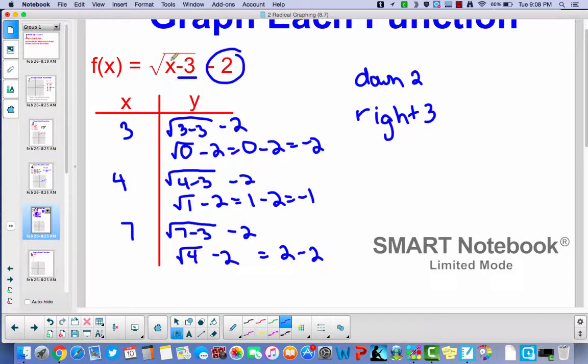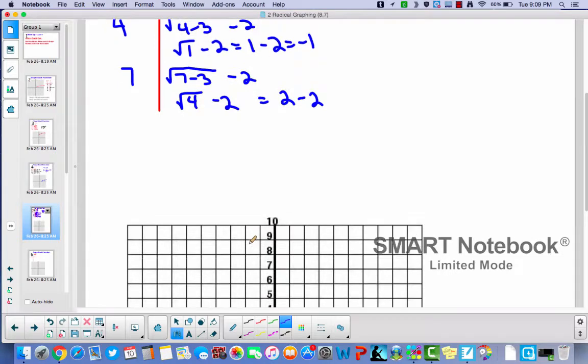If I put an 8 in, I get 5. If I put a 9 in, I get 6. If I put a 10 in, I get 7. I'm going to be off the graph here, but can we make enough of a prediction about what's going on? So let's try to graph these.